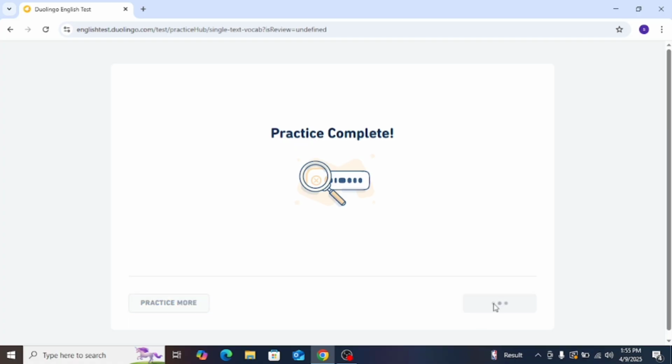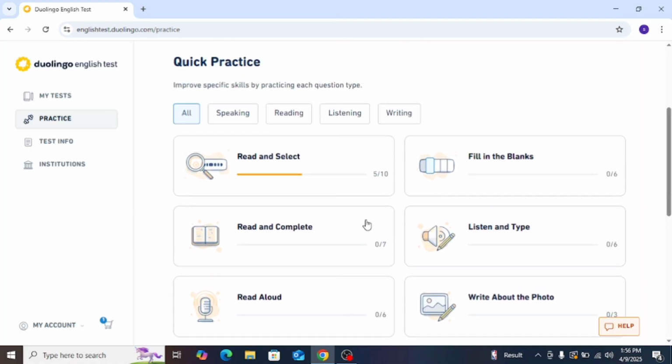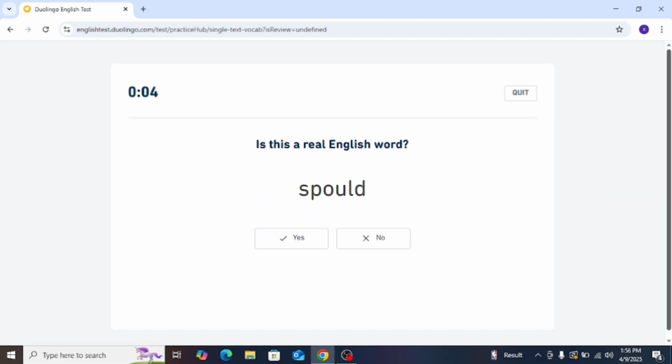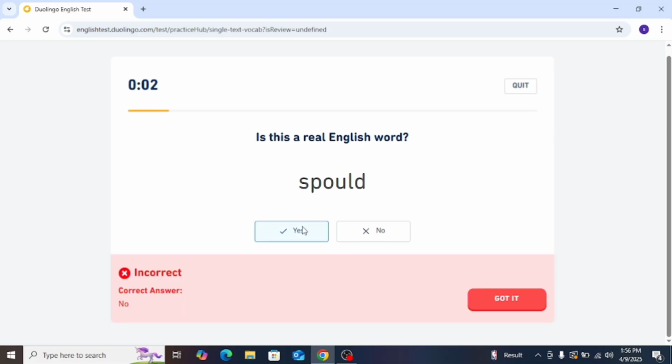It's also done. Now we move forward to the sixth model question. Okay, read and select for the sixth model question. So in this, splout, no, this is not a real English word. Yeah, splout.